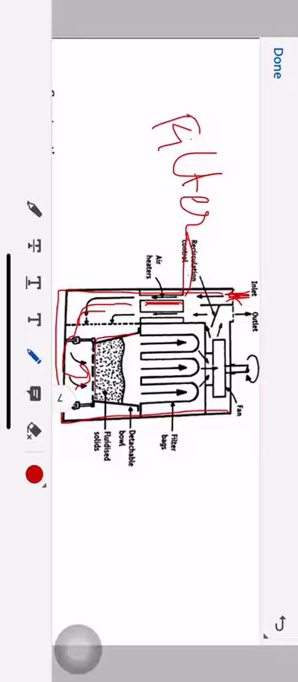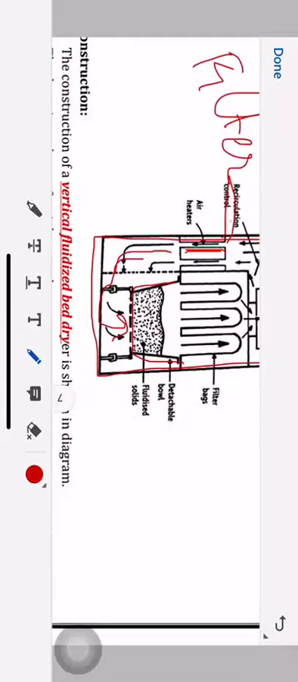This is a perforated bowl for the material, to load the material. The materials which you want to dry have to be kept here. And then what happens? Because of the air velocity, all the particles will remain in suspended form. They will not settle down. After a specific time period, all the particles will be dried and you can collect them.